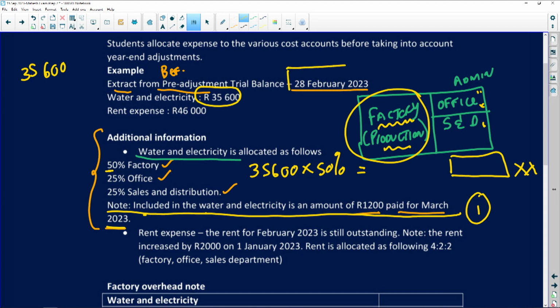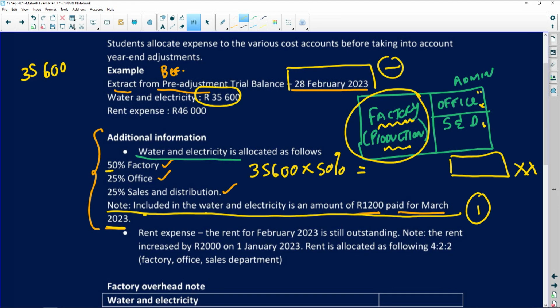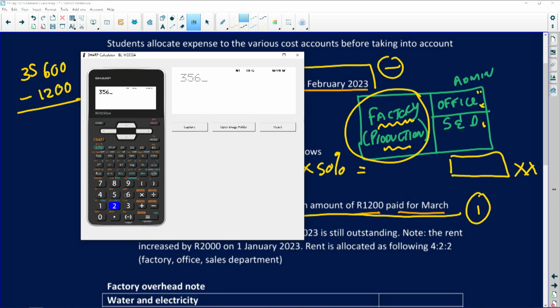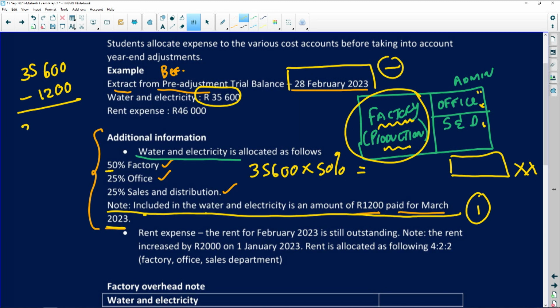Remember, our financial year ends on the 28th of Feb. We still have to follow GAAP. So anything outside my timeline or my financial year, I've got to remove, I've got to subtract. So in this case, minus 1,200. Okay, so if we minus the 1,200, 35,600, there we go, minus 1,200, and I'm now getting an amount of 34,400. Okay, so 34,400, and now I start splitting this.